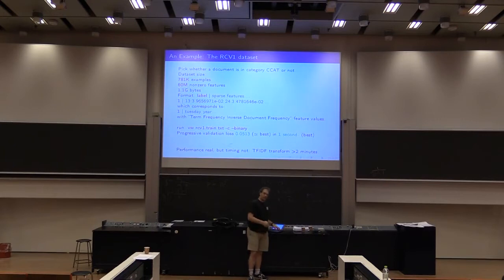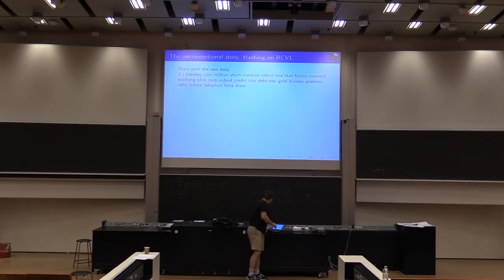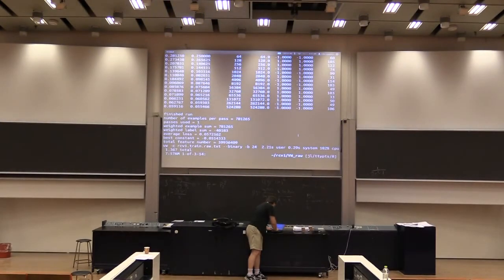Okay, so we would like to reduce this cost substantially. We don't want to pay the 2 minutes or whatever it takes to pre-process things. 2 minutes is actually not that bad, but of course we'd like to be able to work on larger data sets as well. Okay, so let's suppose instead we start from the raw data set.